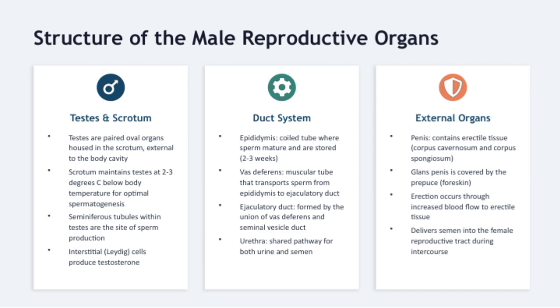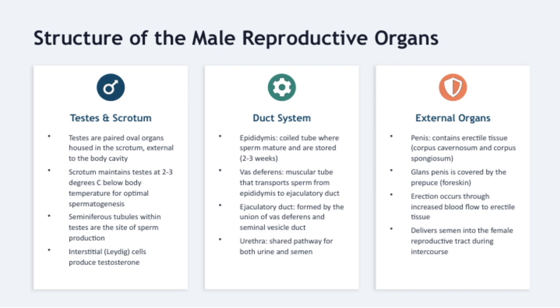The vas deferens is a muscular tube that transports sperm from the epididymis up toward the ejaculatory duct. The ejaculatory duct is formed when the vas deferens joins with the duct from the seminal vesicle. The urethra then serves as a shared pathway, carrying both urine and semen, but not at the same time.